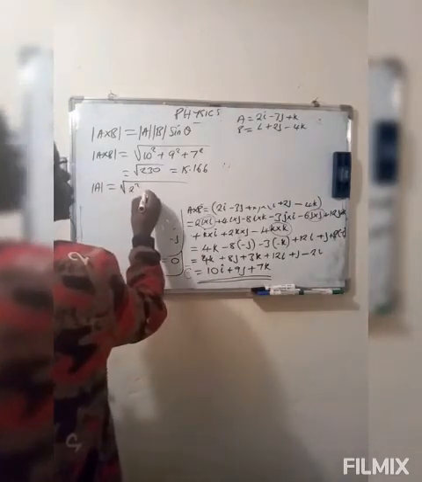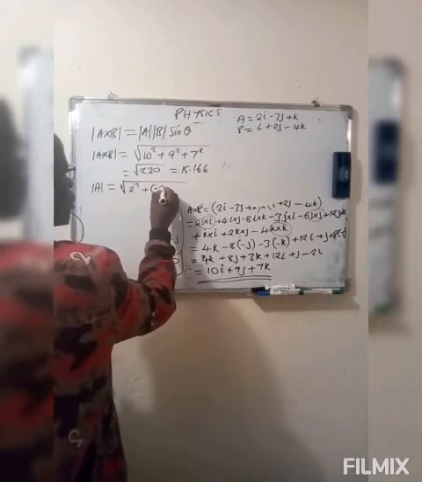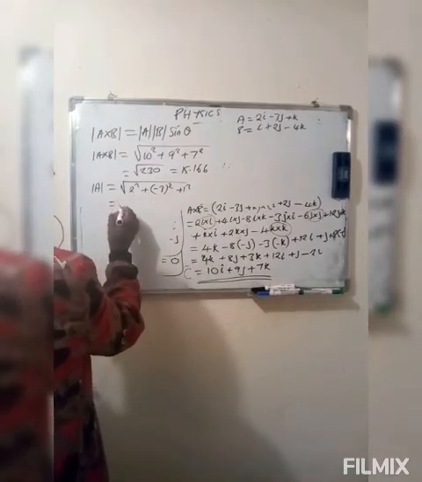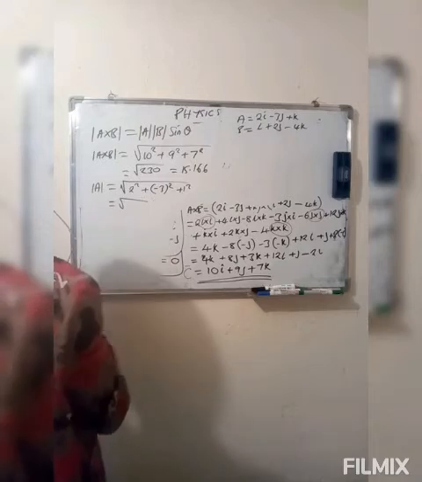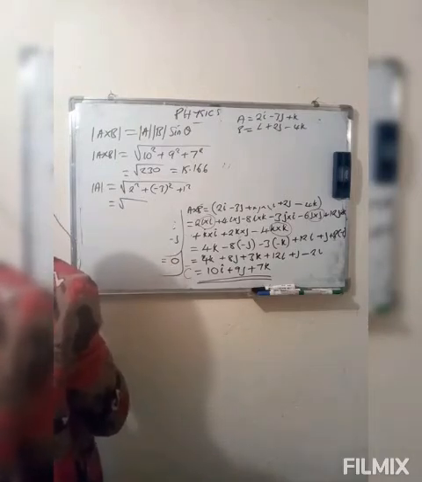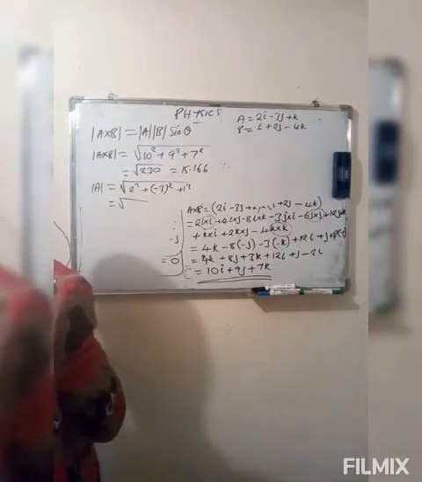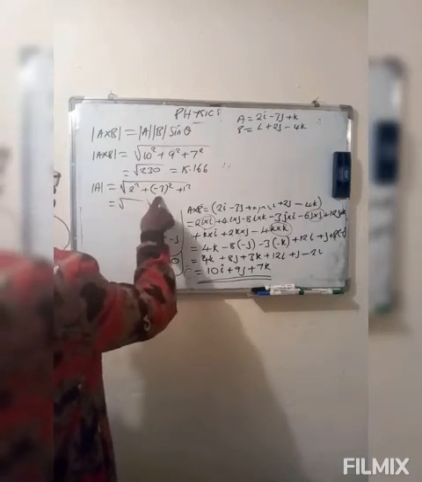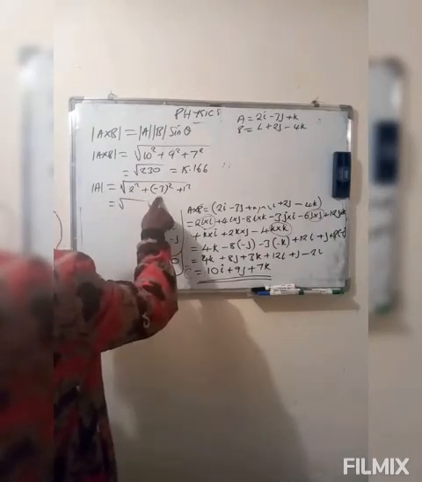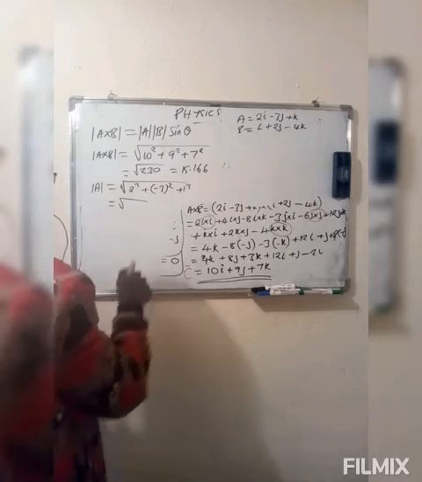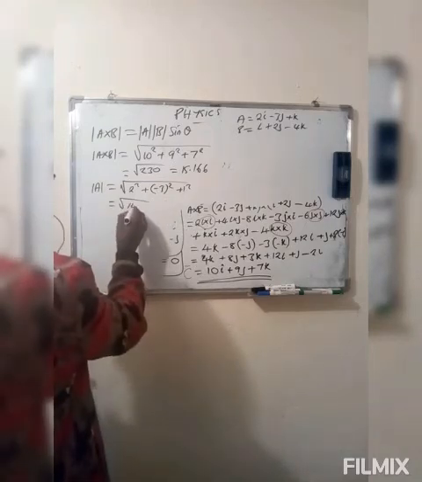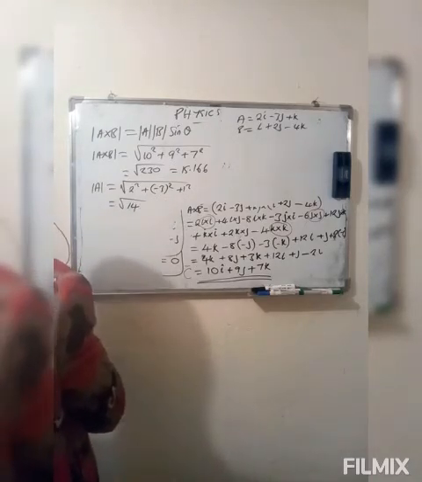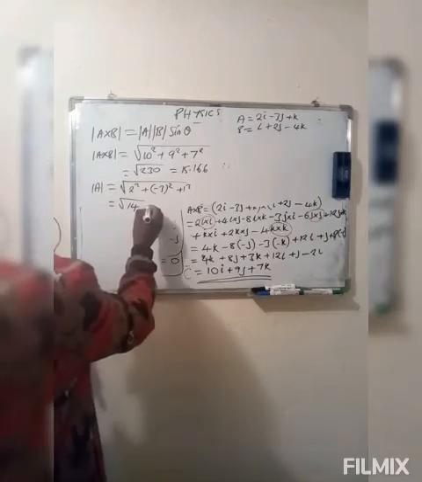So 2 squared is just 4, and then this is 9. So 4 plus 9, that is 13, plus 1, that is 14. So the square root of 14, and what is the square root of 14? That is about 3.741, 742 actually. Okay, so round it off.